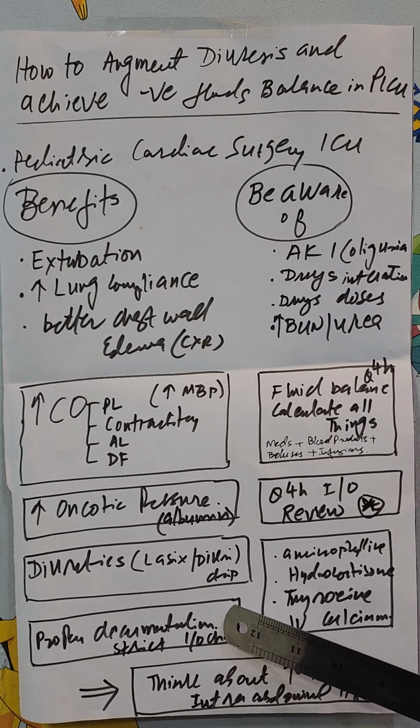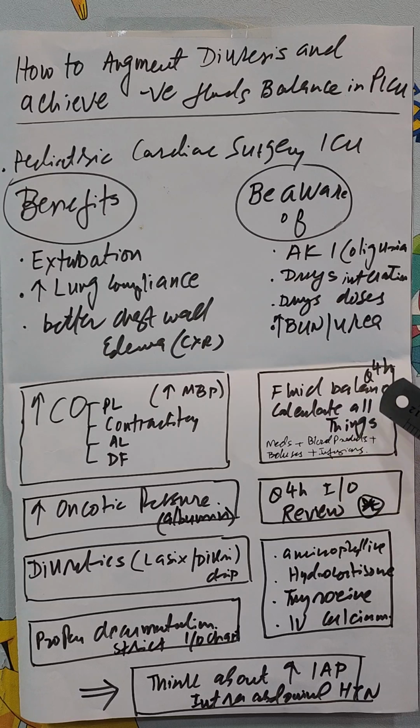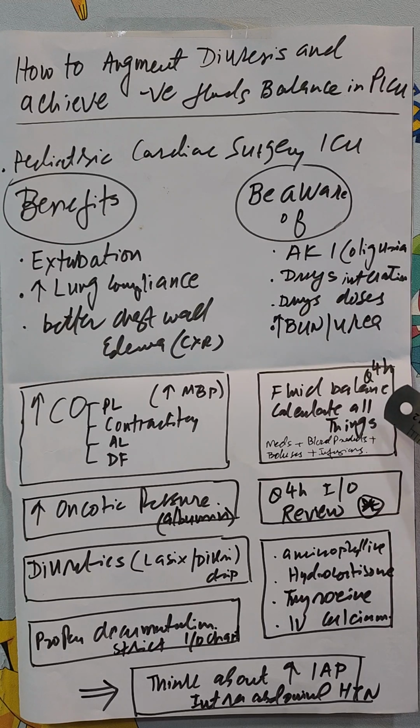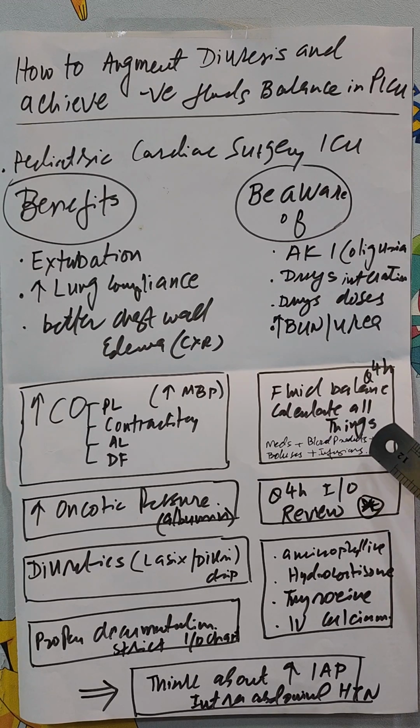Proper documentation is the most important thing, and strict intake output charting, and this area needs to be improved. Fluid balance, you have to keep an eye on every 4 hours. A lot of times you plan, and then you come for the round in the morning and the patient is in positive balance. So you don't wait for 12 hours or 24 hours to check. You have to calculate intake output every 4 hours. Calculate everything, including medication, blood products, boluses and infusions. You have to sit beside the patient and calculate everything with the nurses.